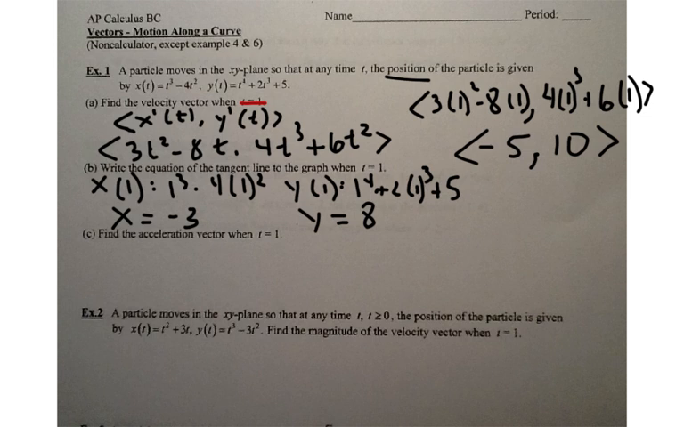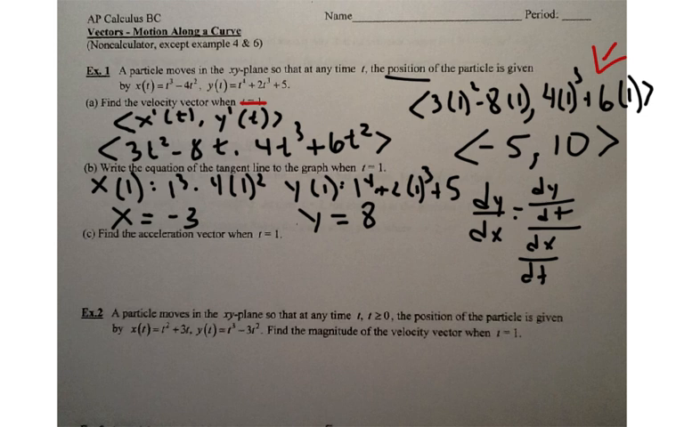So our point is negative 3, 8. Now, to find the slope, we have to figure out what dy/dx is. dy/dx is the derivative of y with respect to t over the derivative of x with respect to t. Now, we already figured out what these derivatives were in part A. So it's going to be your 4t cubed plus 6t squared over 3t squared minus 8t. And then we plug in the time of 1, which we already did up here.